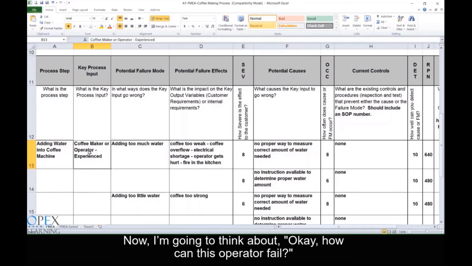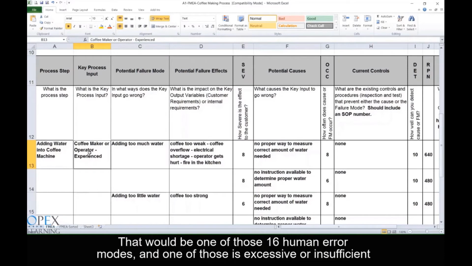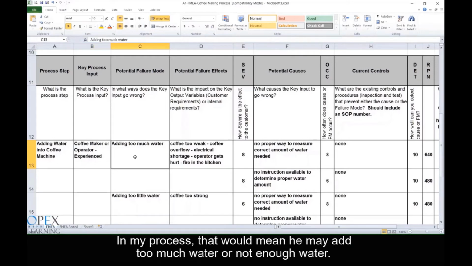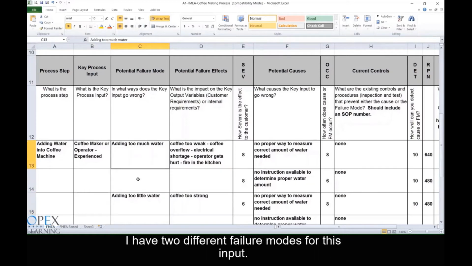How can this operator fail? That obviously would be one of those 16 human error modes. And one of those is excessive or insufficient repetition. That could actually happen here. In my process, that would mean he may add too much water or not enough water. So I have 2 different failure modes for this input.